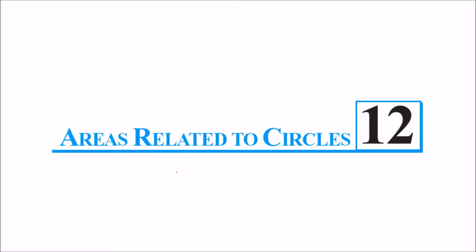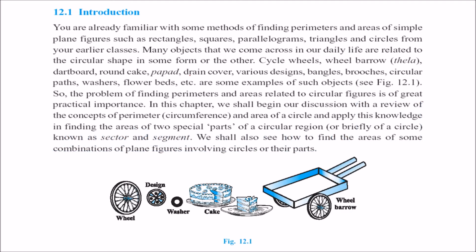This is chapter 12, area related to circles. Now, there are various things in our day-to-day life you will see as figures: rectangles, squares, parallelograms, triangles, circles. And we have already seen how to find the perimeters and areas of these plane figures. Perimeter is nothing but the boundary length. You start from here, travel, come again, reach this point, this is the length. Area is all this enclosed by the boundary.